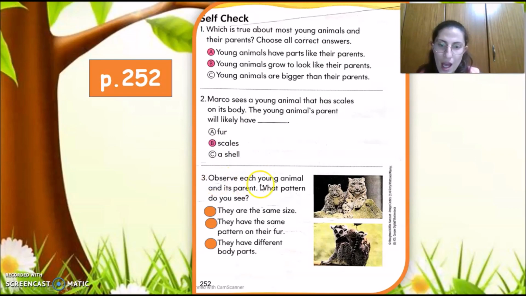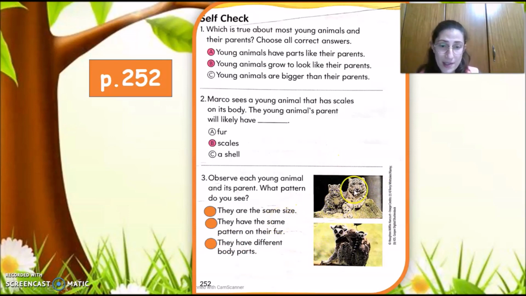Number 3. Observe each animal and its parent. What patterns do you see? So we have to observe these two pictures. They're animals and they're young. Okay. What patterns do we see? A. They are the same size. B. They have the same pattern on their fur. C. They have different body parts. So how are these two the same? What do they share?